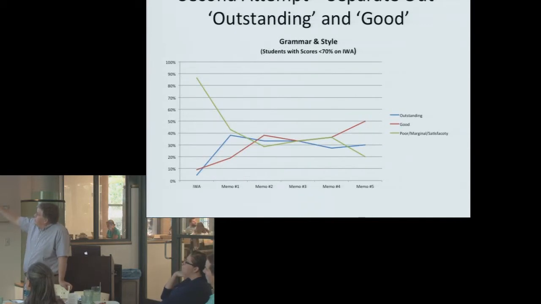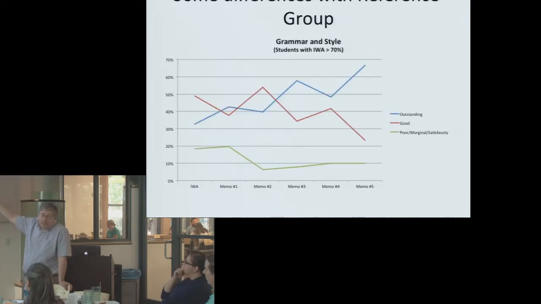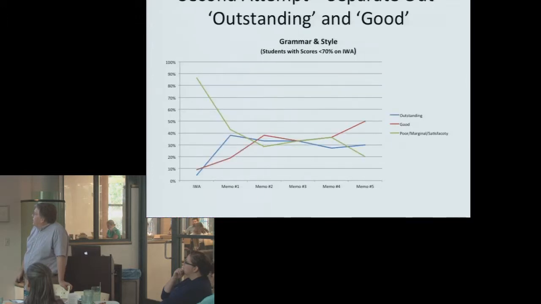So this one here, this is less than 70, here is greater than 70, so this is the rest of the class. And here's what you got there. So you see differences here for sure. The poor, marginal, satisfactory, there are fewer of them, although they did decline by the end. The number that ended up being outstanding was far less.